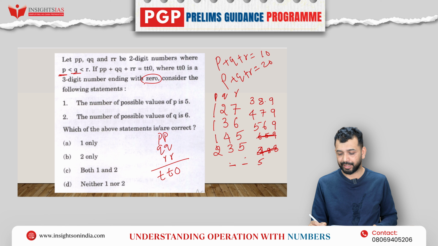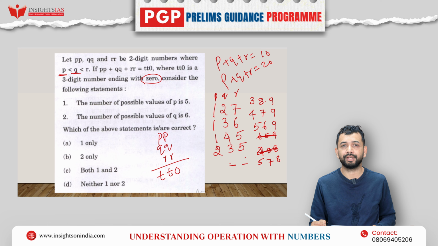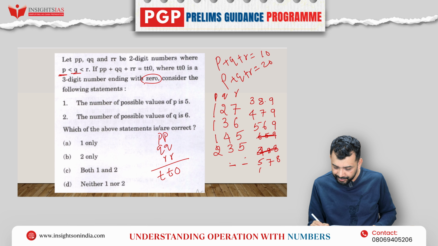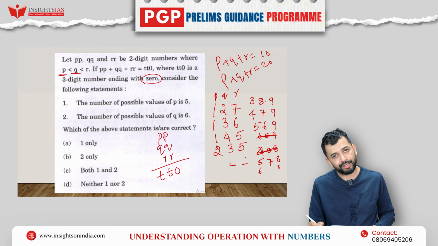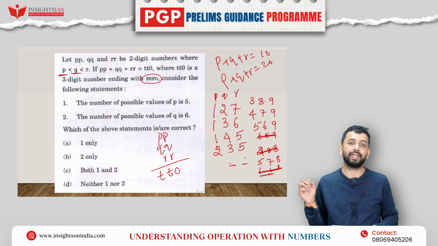Similarly, if I have 5 here, instead of 9, if I put 8, 5 plus 8 is 13, so this will become 7. One more possibility is there. Similarly, if I have 6 and 8 here, 6 plus 8 is 14, this will become 6. Again, these two are becoming equal, not a possibility. So these are the only numbers possible.